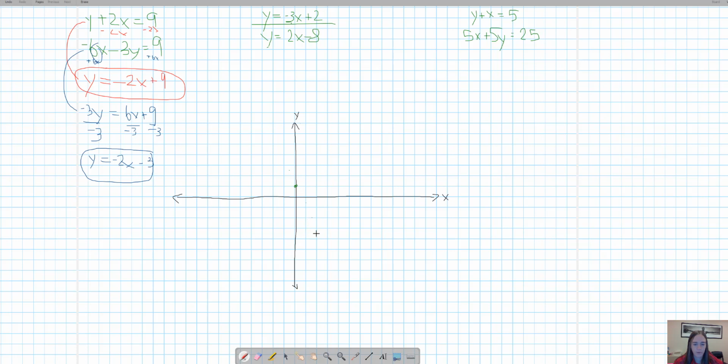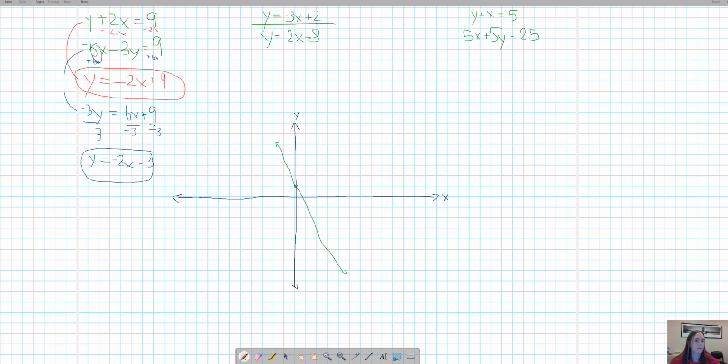Down 3 and to the right 1. Okay, so this one, I'm going to try really hard to make my line good, because I have to see where they cross. Hopefully they'll cross somewhere where my line is a little more straight.